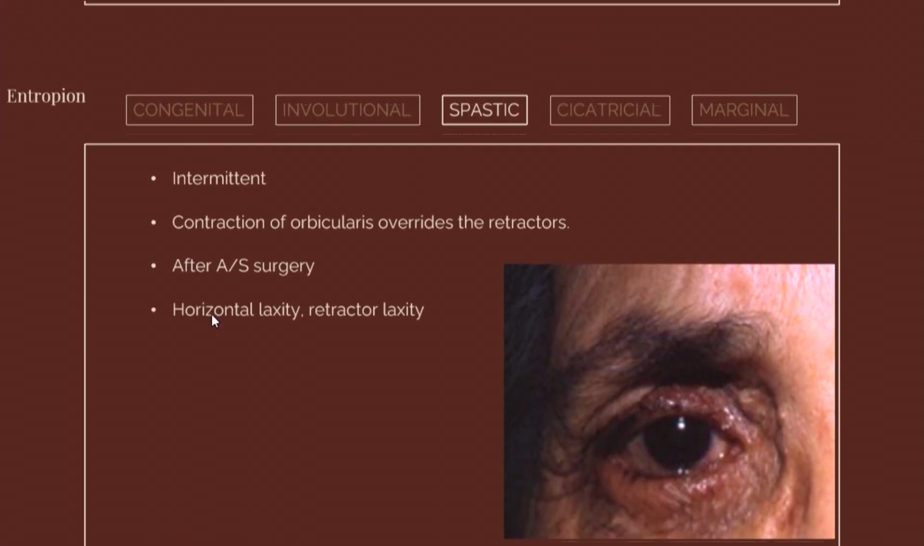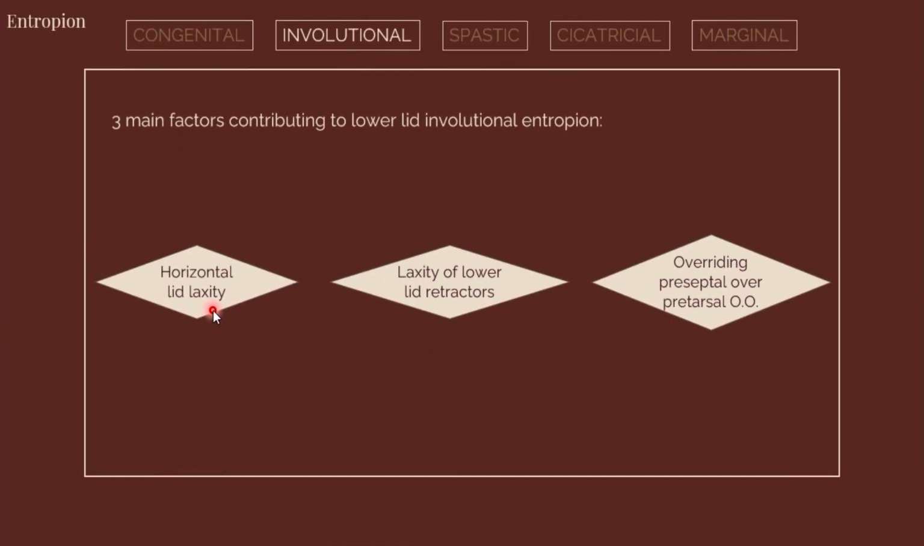Go back to that. So basically factor number 1 and 2 can either cause the eyelid to come out or come inside. So laxity of the lower lid or upper lid retractors, as well as horizontal lid laxity, can cause an entropion as well as an ectropion. Whereas your third factor, which is overriding of the preseptal over the pretarsal orbicularis, will cause only an entropion. So you need to differentiate which factor is causing the entropion in this case, because that will help us plan the surgical or non-surgical intervention.